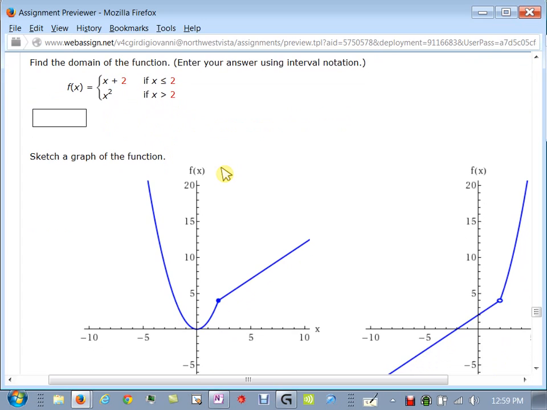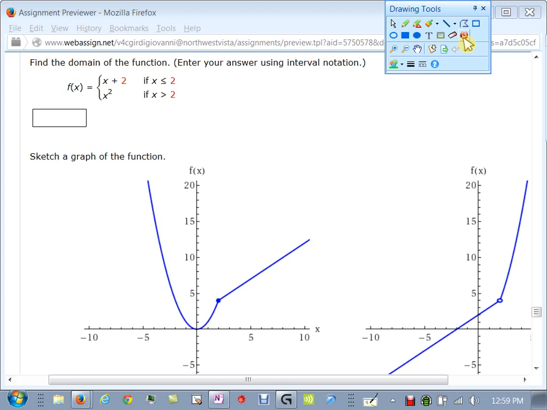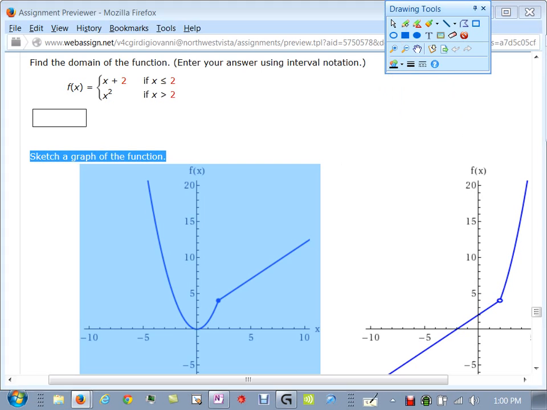Okay, getting there. Find the domain of the function. Again, this one's defined everywhere because this is linear, this is quadratic, and then where they touch, at least one of these has got an equal sign, so we're good. And so let me see if that method kind of made sense. I can do that again here.